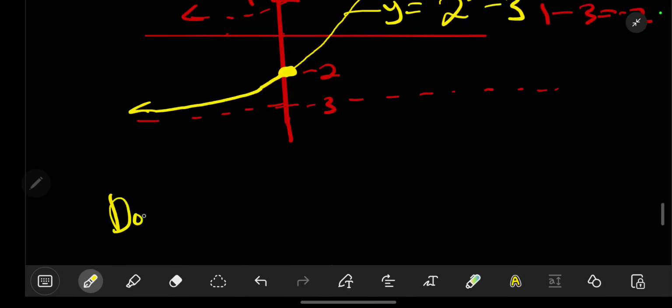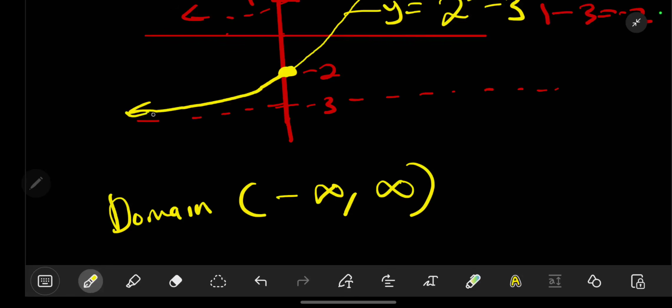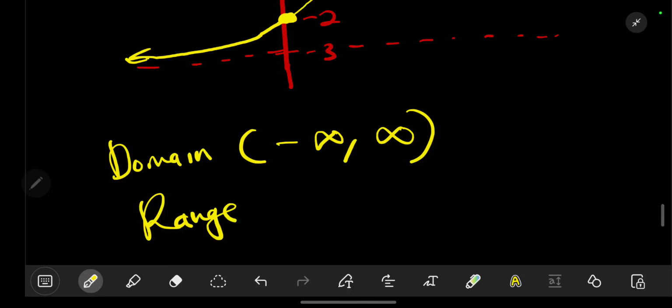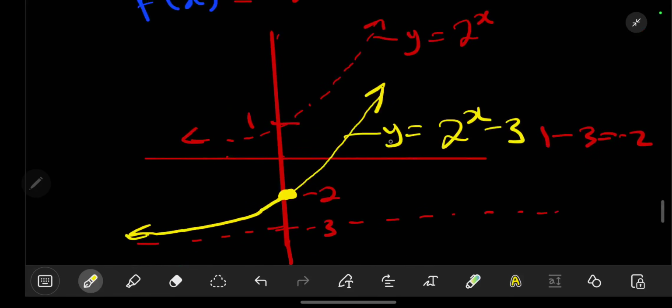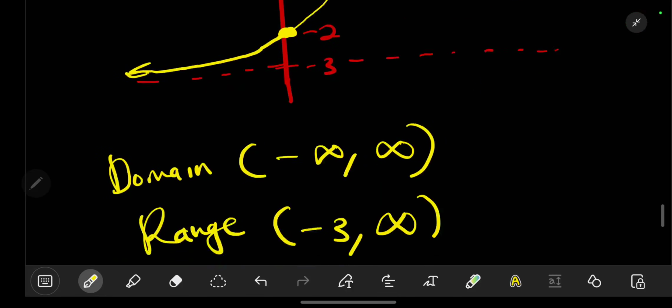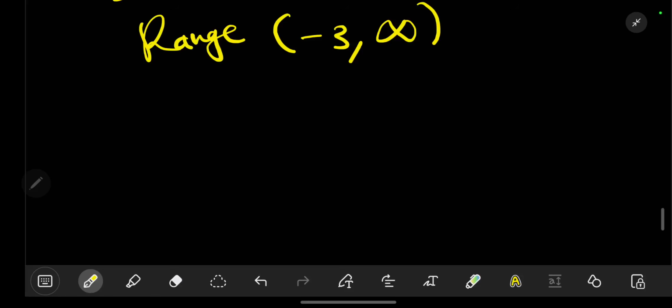So the domain, remember the domain for this one is negative infinity. It is any x value, so it is continuing in both directions. The range on the other hand, the smallest is negative 3, though it's not touching. So we are going to say negative 3 with an open circle, comma. We are going to be moving up, so this will be positive infinity like that. So that's the range for that problem.